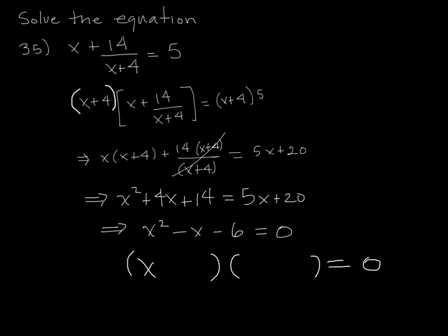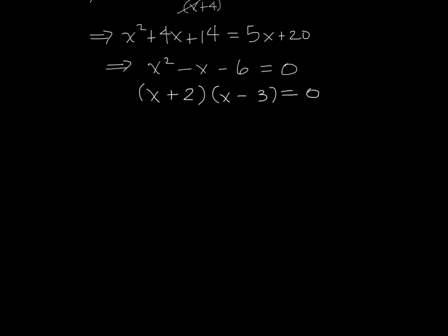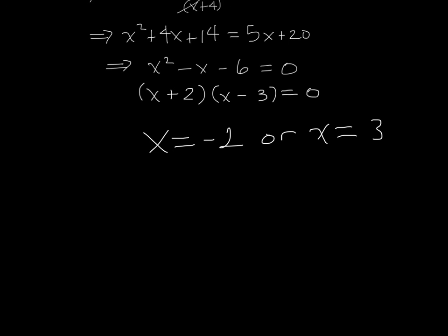If everything works out right, we should have an x here and an x here. I'm looking for two numbers which multiply to be -6, but add to be -1. 2 and 3 seem to fit the bill. We'll need -3 and +2. So, this gives us x either equals -2 or x equals 3.